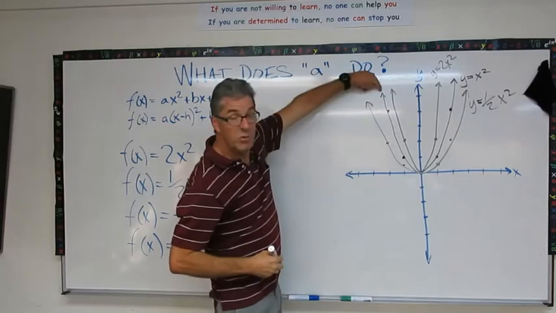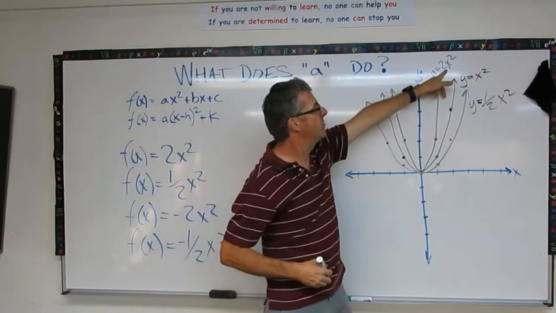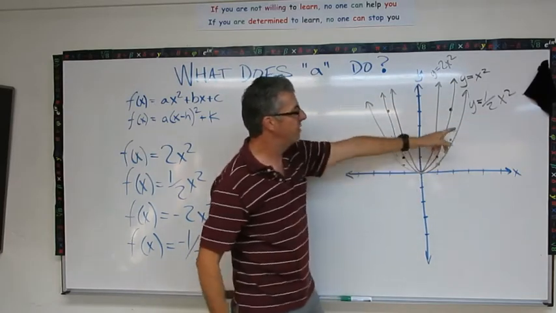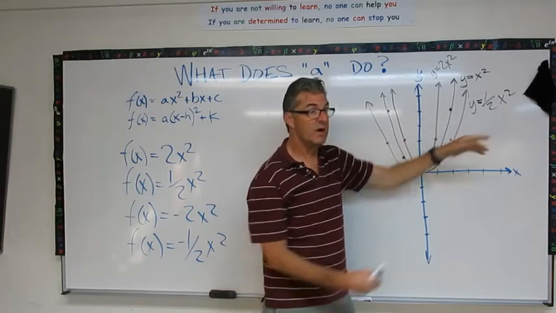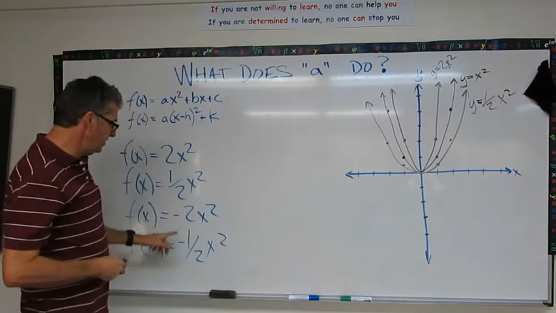So in the middle, that's y equals x squared. This next one is y equals 2x squared. My a is bigger than 1, so it's narrower. And then this third one is y equals 1/2 x squared. My a is between 0 and 1, so it's wider, and sure enough, it's wider. Okay? Now let's take a look at these two negative ones.